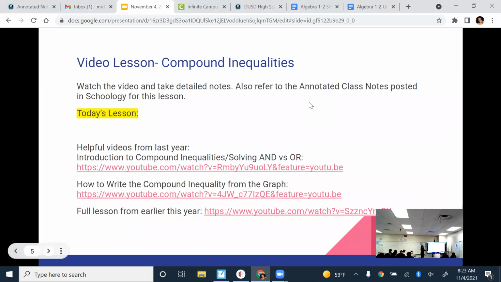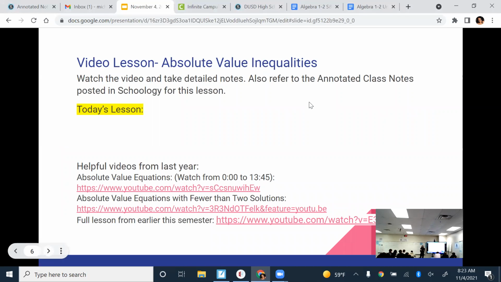We do have a test tomorrow over what we're learning today. I have compiled a ton of videos, and we have also covered this earlier in the semester, both compound inequalities and absolute value inequalities. I'll break it up into two separate videos. That's why it's two separate slides, because they are two separate concepts. So I'll split them up that way.